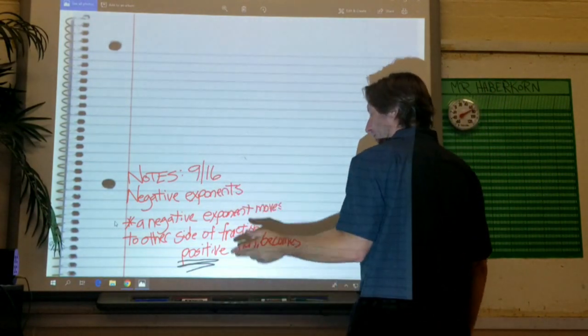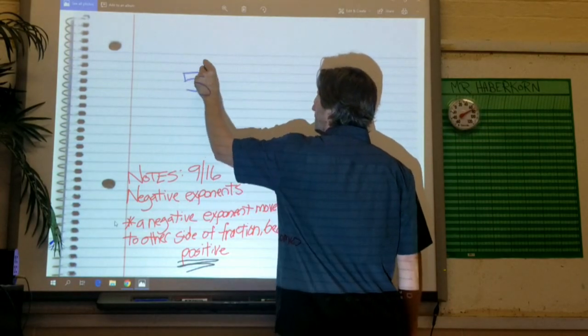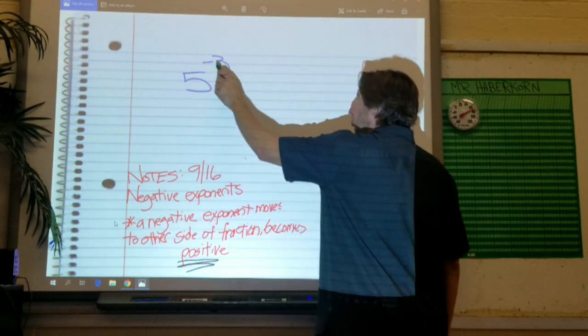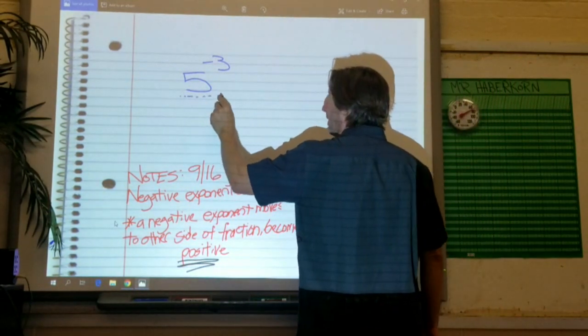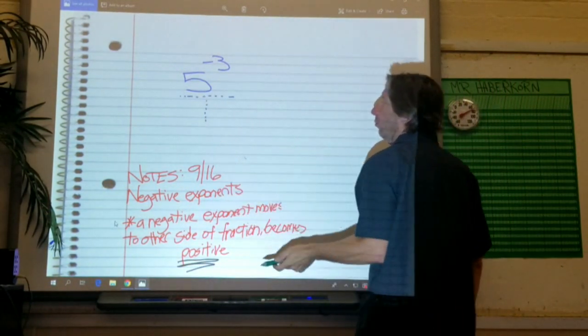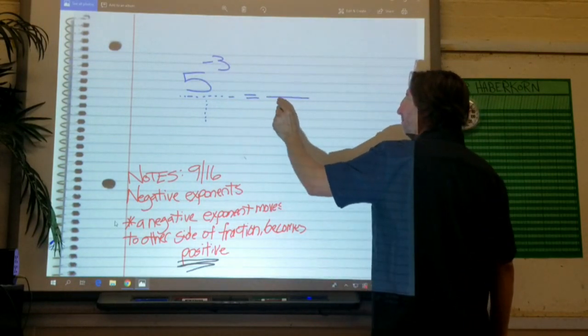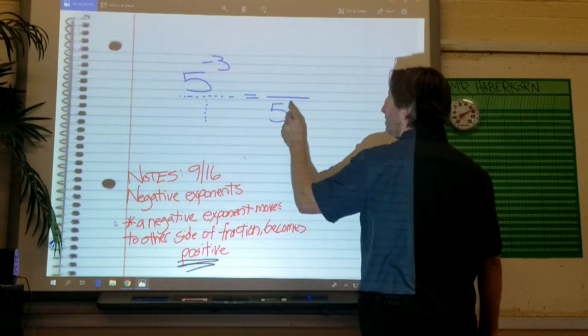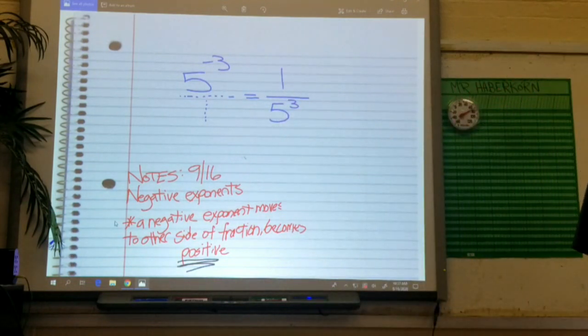And I'll make it nice and big. So we'll say 5 to the negative 3. We want to get rid of that negative sign first. Imagine that there's an imaginary line here, right? With a 1 under it. Take this whole thing and move it to the bottom and turn this positive. That's all there is to it.